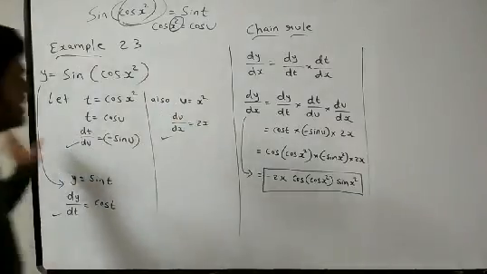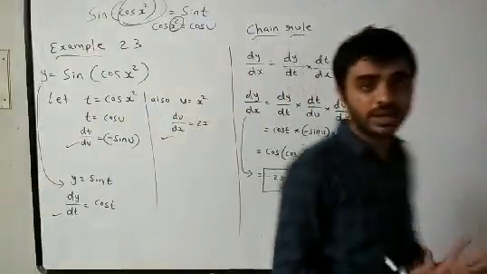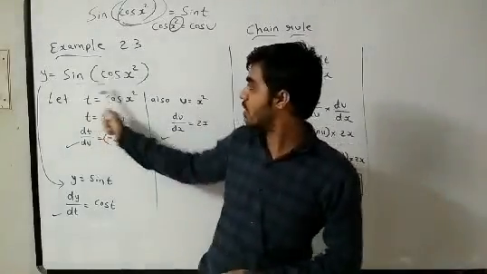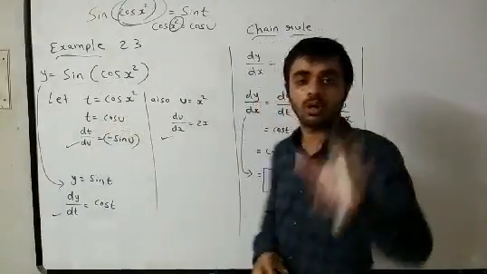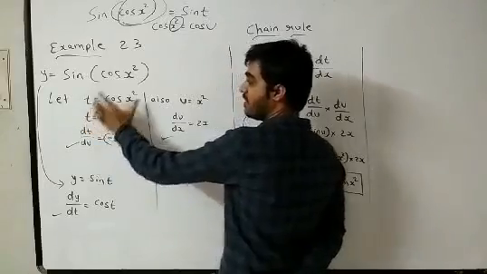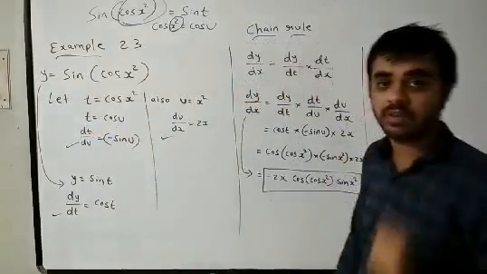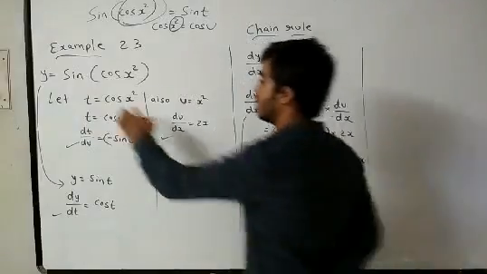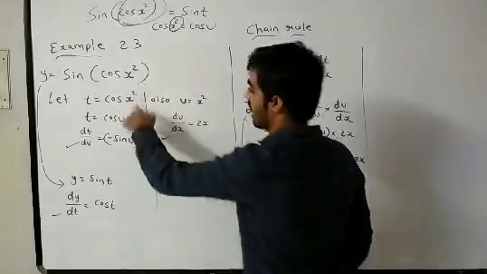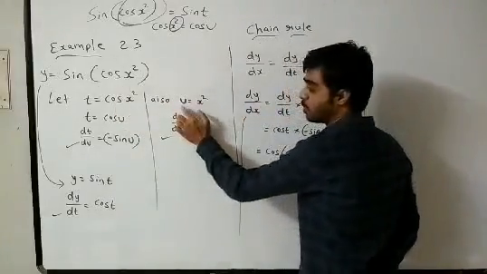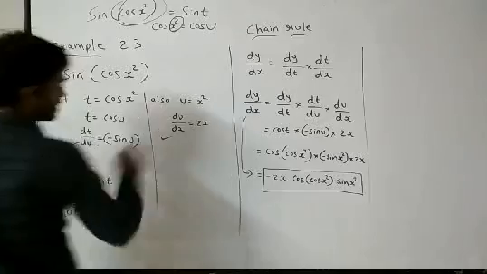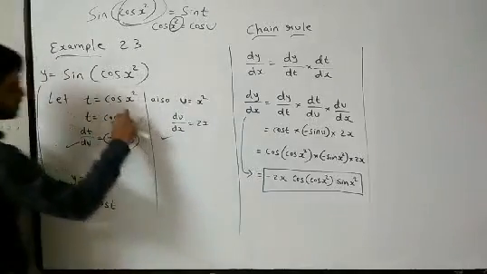Now I hope that you have understood this answer, right? See, I am telling one more time how we have solved. Sine of cos x square. So what we have done: cos x square is equal to t. But if we differentiate now, we still will not get our answer, because we don't know the derivative of cos x square. So what we have to do: let us assume x square as u. Now we have u, right? So this u is equal to x square, so put this u over here.